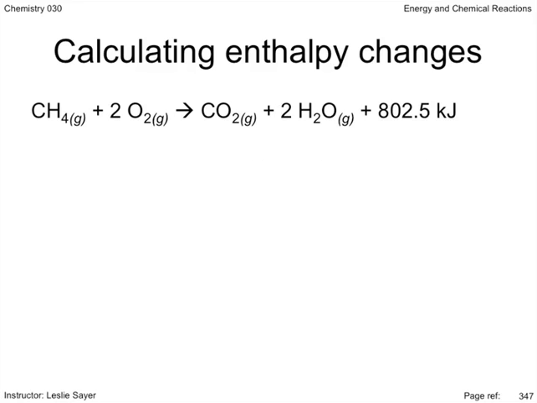Each component in the equation contributes to the change in enthalpy. For instance, 1 mole of methane in this equation produces an enthalpy change of negative 802.5 kilojoules. 2 moles of oxygen in this equation produces negative 802.5 kilojoules. 2 moles of water vapor produces negative 802.5 kilojoules in this equation.